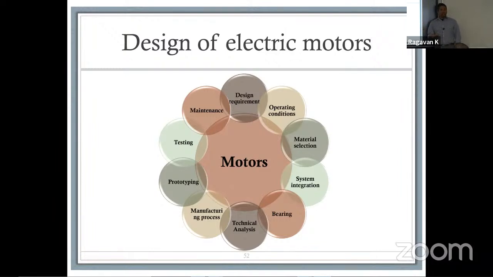A method does not work in isolation. A method has to work in the context of a given application. So electric motors basically go from design requirements to operating conditions, material selection, integration, bearings. This forms the overall layout of the process of a motor design.